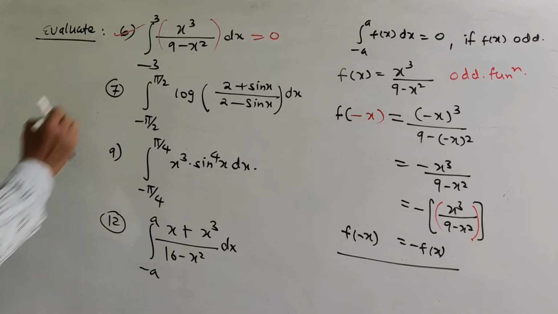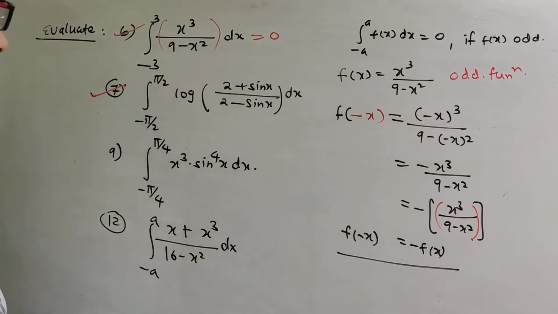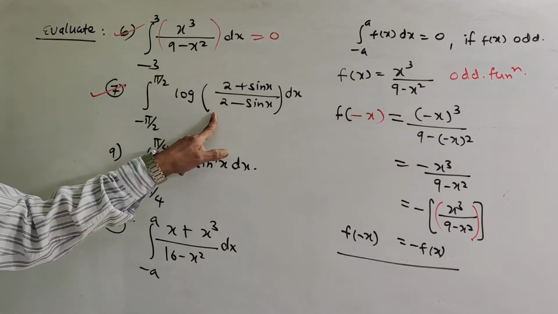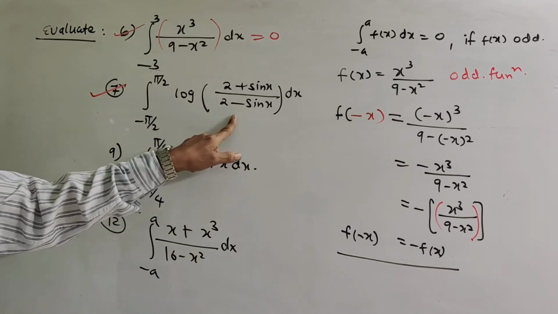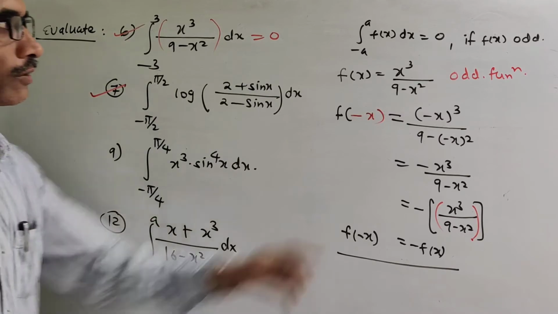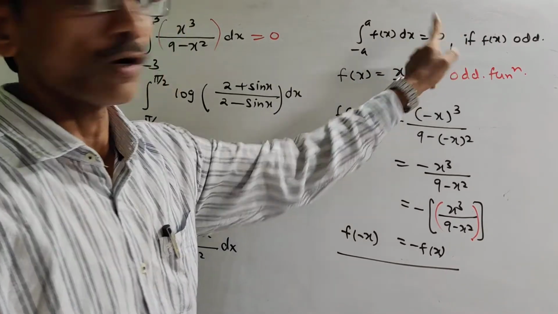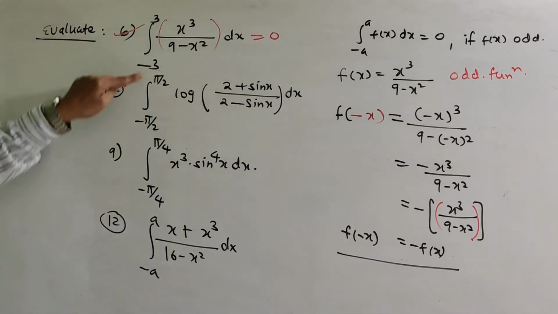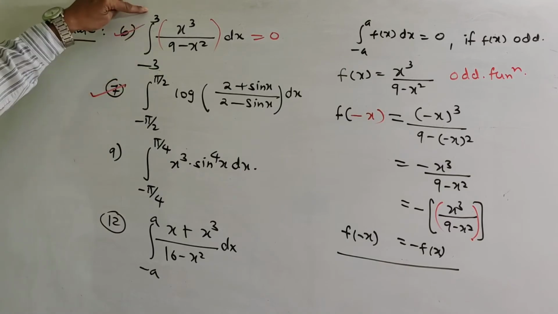Similarly for the second, here also we can show that f of minus x is equal to minus f(x). We can show that this function is what? Odd function, and according to this property the value of the integral is 0. Minus a to plus a. Here also minus a to plus a.